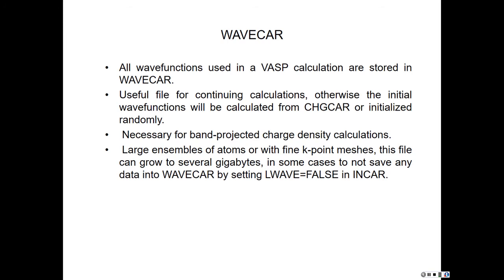And this WAVECAR file is an output file. All wave functions used in the VASP calculation are stored in this file. It is useful for continuing calculations. Otherwise, the initial wave functions will be taken from the CHGCAR file or initialized randomly. It is also necessary for band-projected charge density calculations.